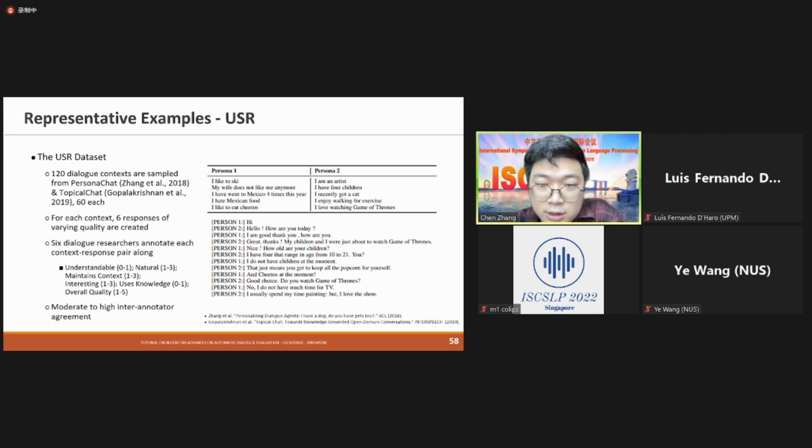For the overall quality, on a scale of 1 to 5, they score their first impression of the response. And here on the right is an example from Persona-Chat. To sample a context, they just take, for example, the first 3 utterances. Then they use a dialogue model to generate a response following these three utterances. And for dialogue quality, we usually use inter-annotator agreement to tell whether the quality of the datasets is good or not. It shows that for each dimension, there is a moderate to high inter-annotator agreement. So the quality of the USR dataset is kind of good.